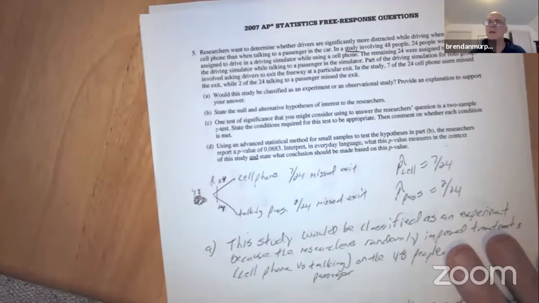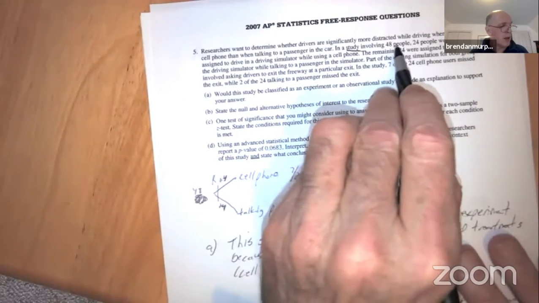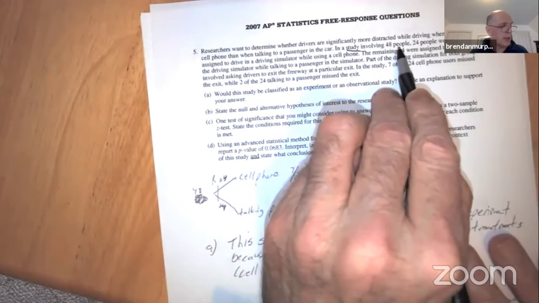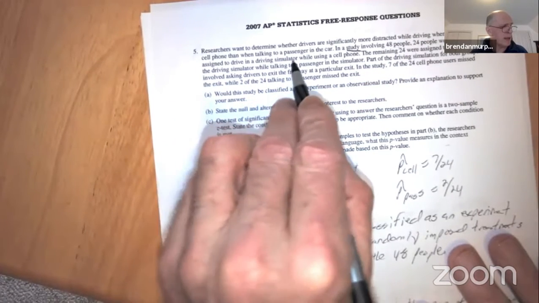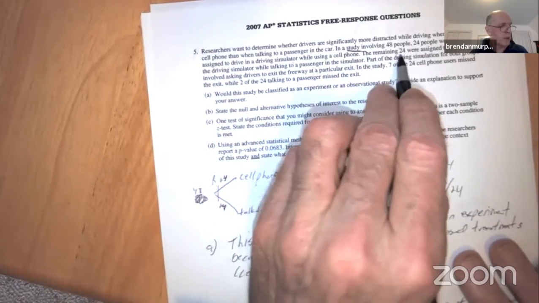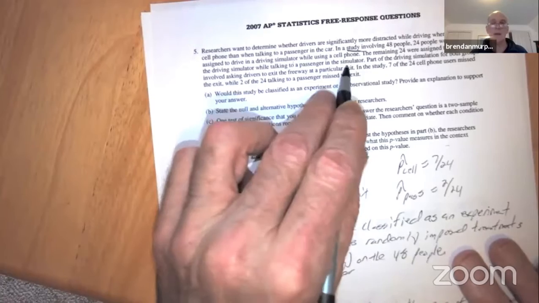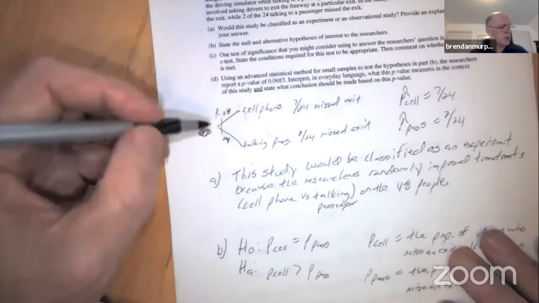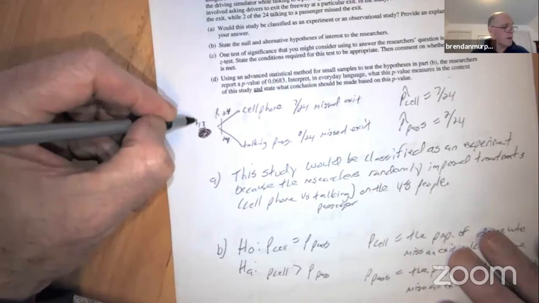In a study, so I might underline that, is this an observational study? Is this going to be an experiment? I don't really know. Involving 48 people, 24 people were randomly assigned to drive in a driving simulator while using a cell phone. The remaining 24 people were assigned to drive in the driving simulator while talking to a passenger in the simulator. So I drew a little picture down here. Here's my 48 people.